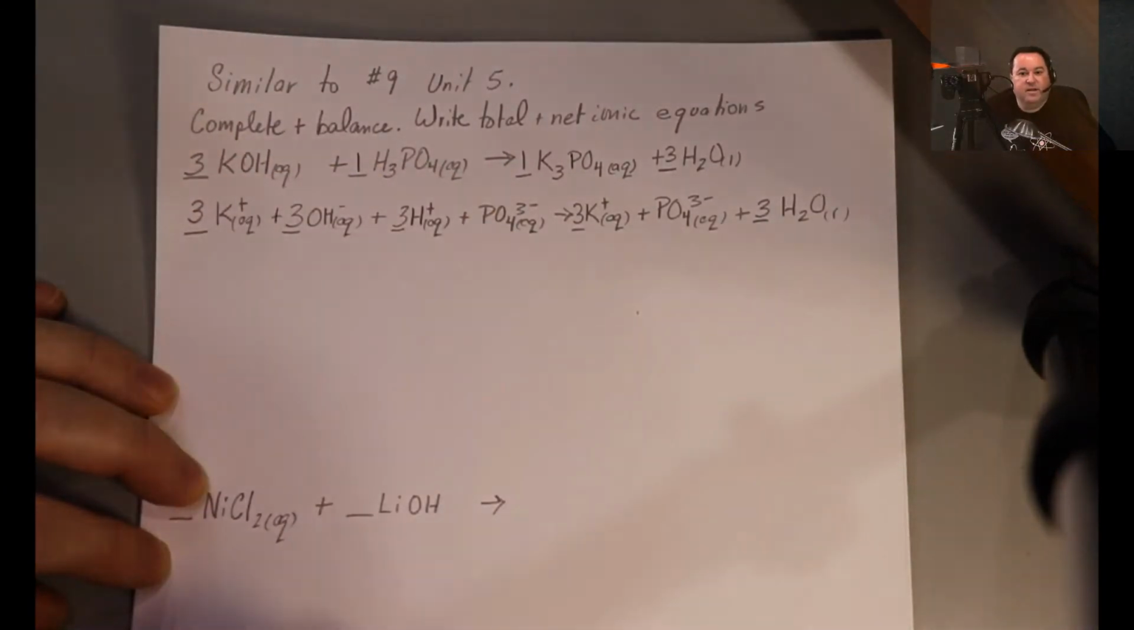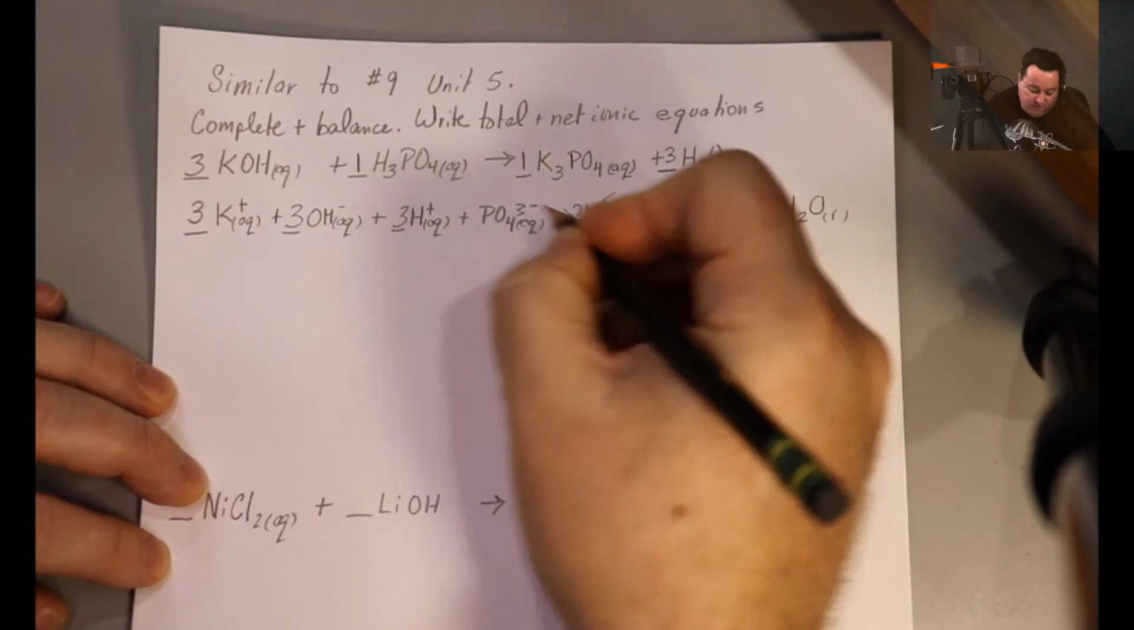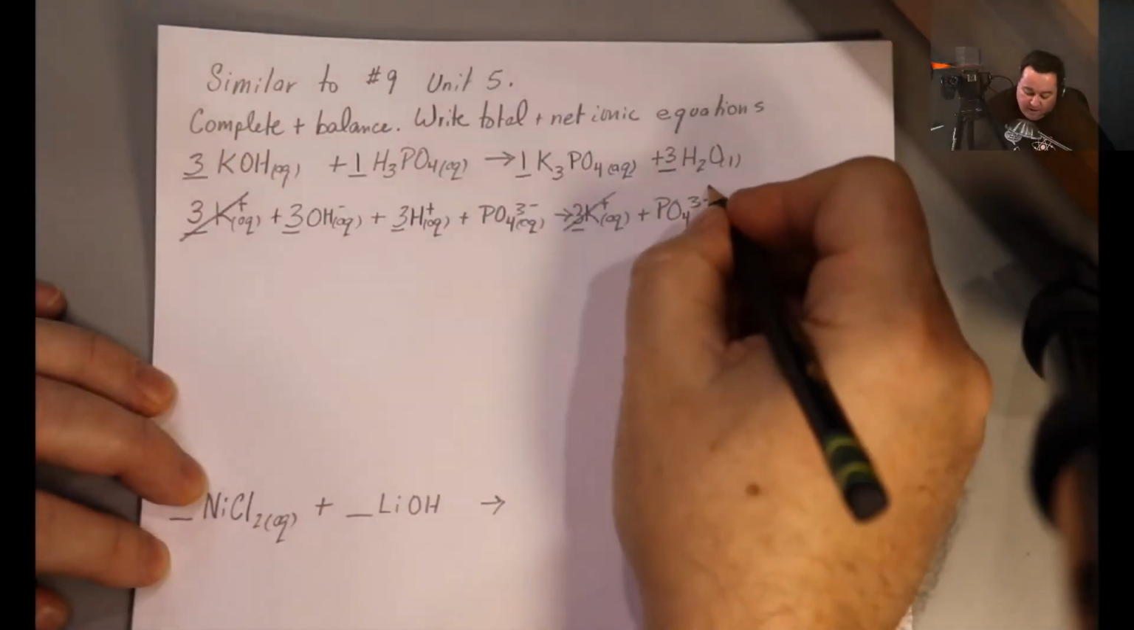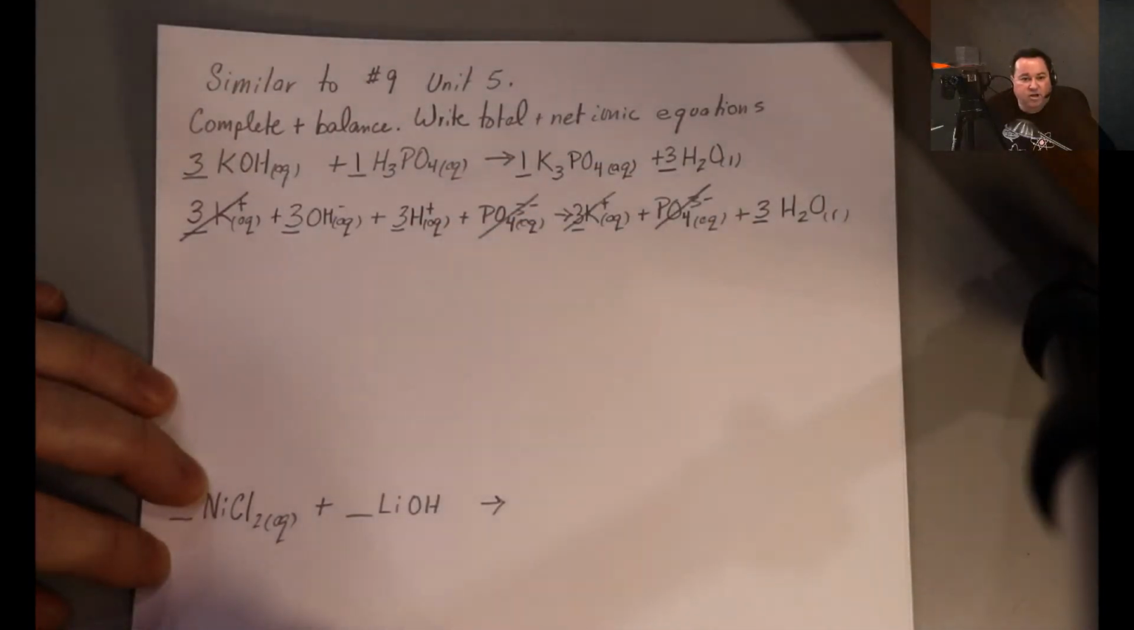Now the next thing is to look for spectator ions. Spectator ions are things which are identical on the left and right hand side. They have to exist in exactly the same form. They're always ions. There will be the same number, same charge, and same physical state. So potassium is a spectator ion, and the second spectator ion is phosphate. They're completely unchanged. You're a spectator that watches the reaction happen and nothing more.